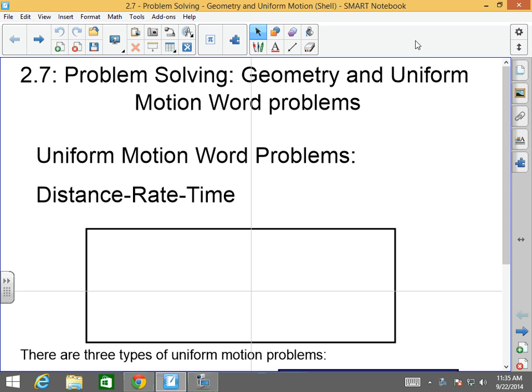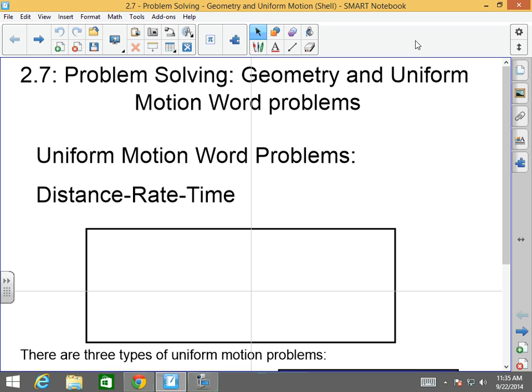Today we're going to be talking about some more problem-solving strategies, and in particular, geometry and uniform motion word problems. Now, I know when you look at the book, you see all these words and numbers, and you get a little timid, you get a little afraid. Please do not be afraid. I'm going to walk you through this step by step.